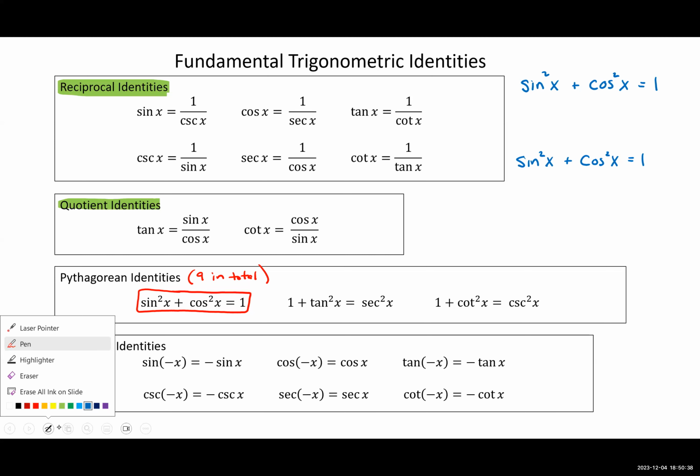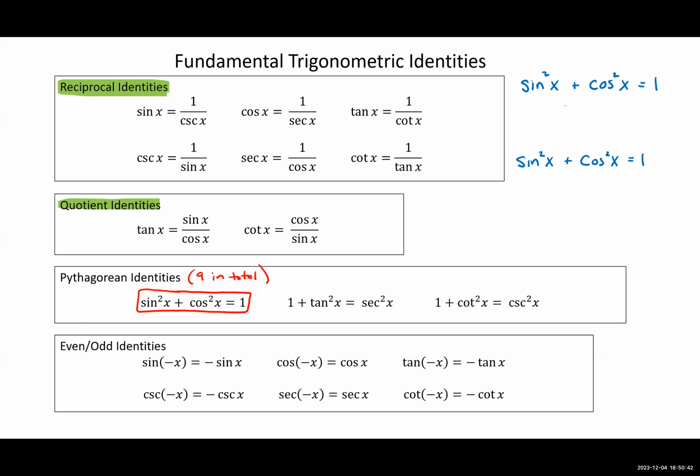Now, this is an equation. Like any algebraic equation, you can make any changes you want as long as you do the same thing to both sides. If we subtract cosine squared from both sides, they cancel, and we get sine squared x is equal to 1 minus cosine squared x.